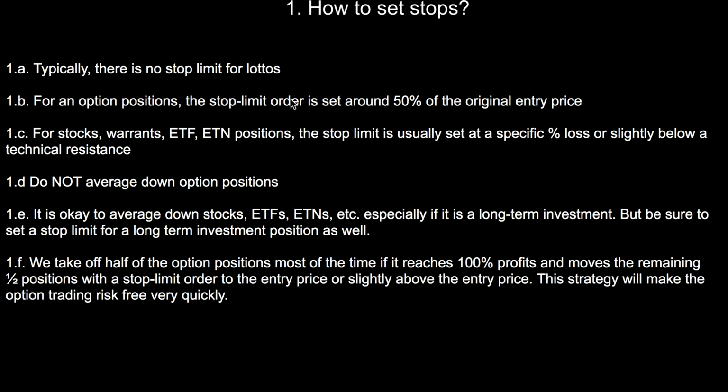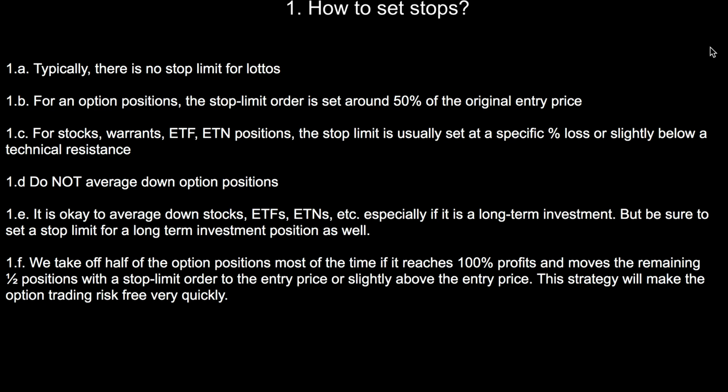For option positions, the stop limit order is set around 50% of the original entry price. Just a general rule of thumb. Some people might ask, why not 35% or 40%? Sometimes for longer term swing trading, we know that the stock is more volatile, like Zoom and Tesla, where the stock beta is very high, above 2. That means the stock is very volatile. So we're trying to capture the trend, but we know the stock can change very volatilely. So we might set the stop limit to like 35% or 40% of the original entry price.